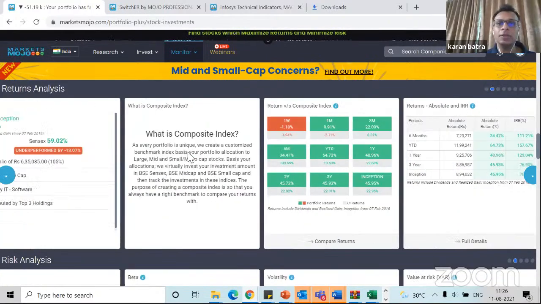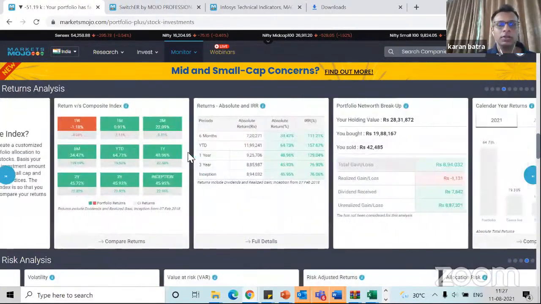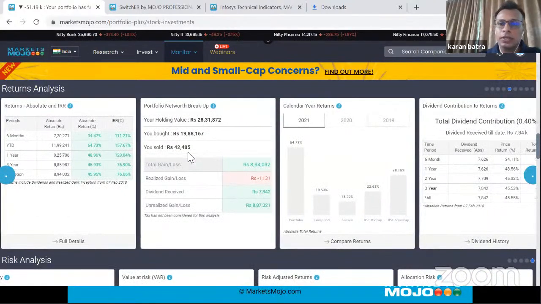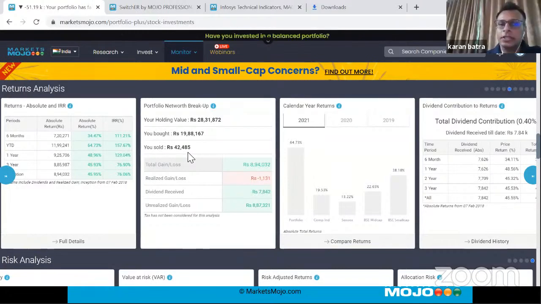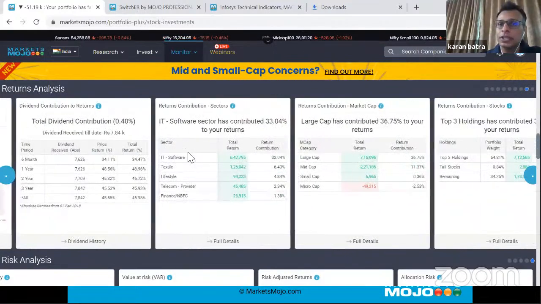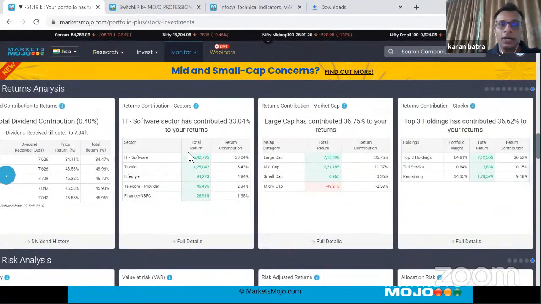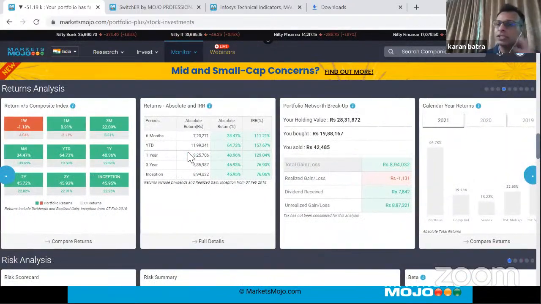You get much deeper information in terms of returns, what has contributed to the returns, whether it is which sectors, which market cap, which stocks. You'll get IRR returns, calendar returns. You'll get much deeper analysis, and so you can understand what has generated returns for you.